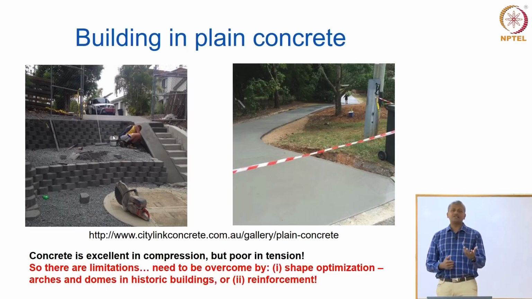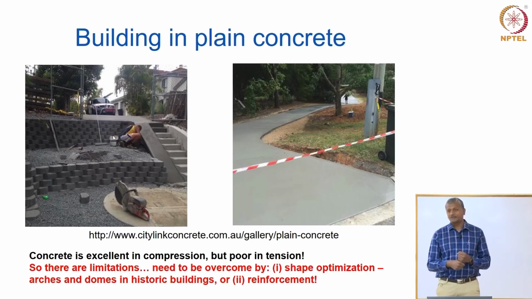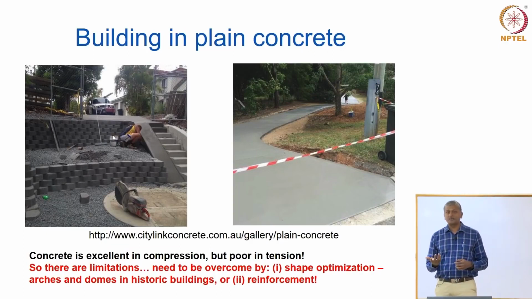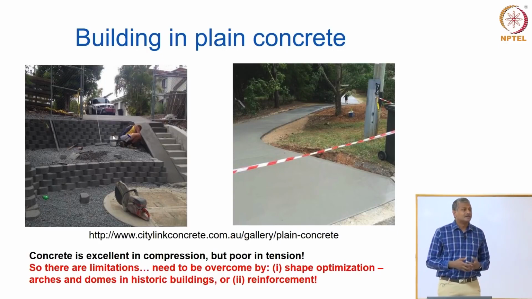And that strengthening in tension basically involves either using reinforcement like steel, which is a very good material when it comes to tensile strength, or using structures where you can optimize the shape. Like in the past, people built with domes and arches. In such cases, you allow the load path in such a way that only compression comes onto the material. There is no tension at all in such cases.